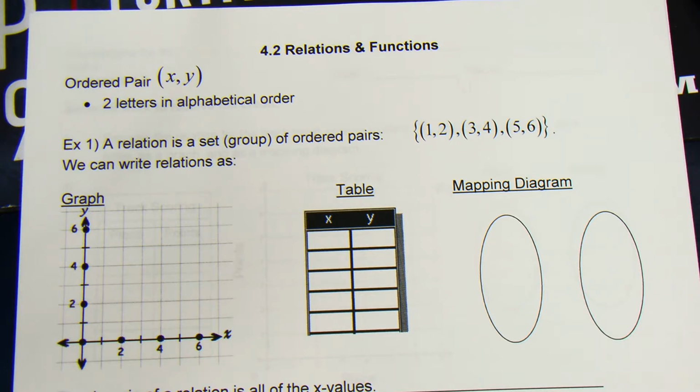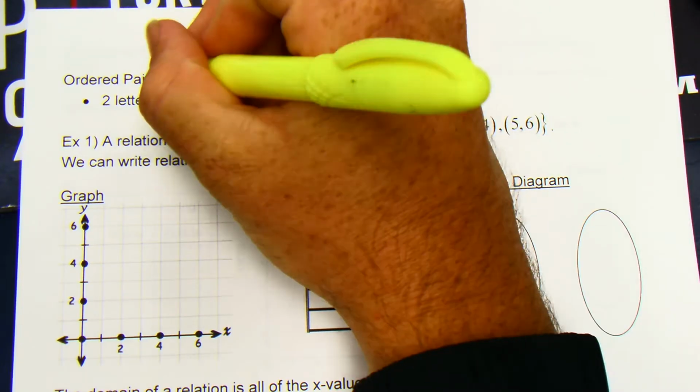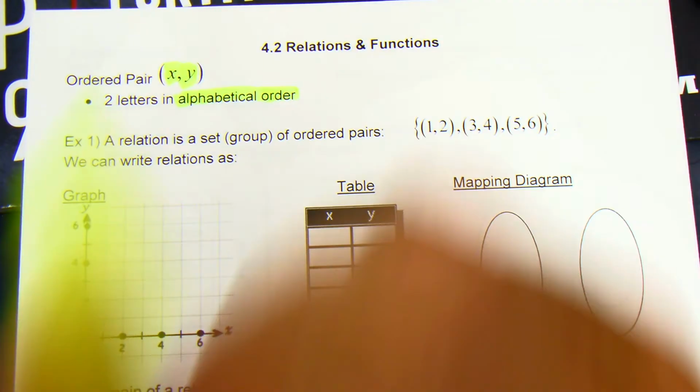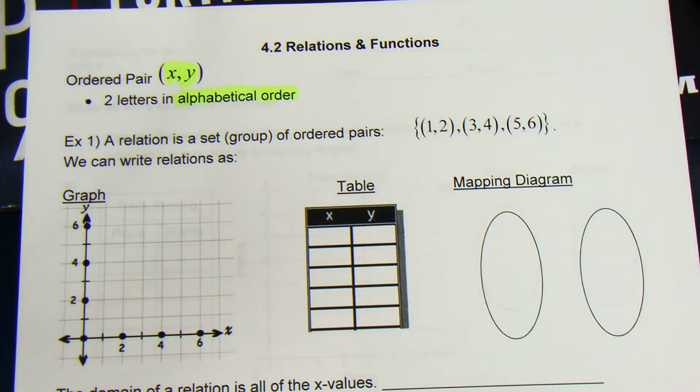An ordered pair is just a set of two numbers. First is your x coordinate, and second is your y coordinate. It's always going to go x, comma, y, always x, comma, y, and that's because it's in alphabetical order. We can remember that because x comes before y. Okay.